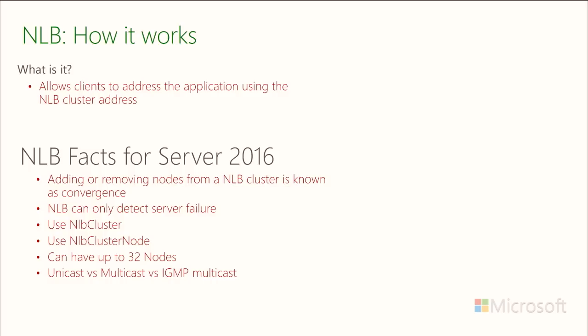And then there's also what we call Internet Group Management Protocol, IGMP. It is a special form of multicast mode that prevents the network switch from being flooded with traffic. So when you deploy the IGMP multicast mode, the traffic is forwarded only through switch ports that participate in the NLB cluster. So it's only looking for that traffic that's coming through. So know the difference, know the facts that you're looking for in Server 2016 and what to expect.